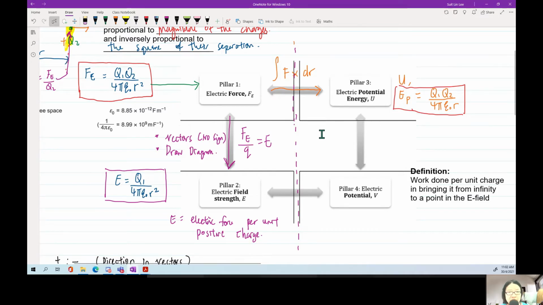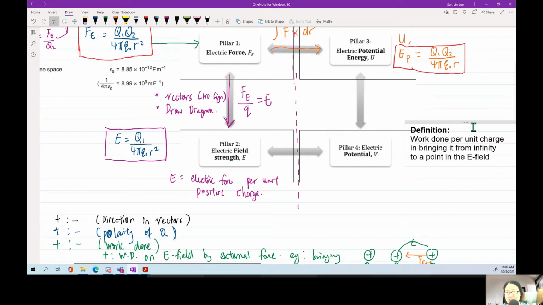For this one, because of how they define it, which is work done per unit charge in bringing it from infinity to a point in the electric field, we can actually have a bit of a shortcut. I don't have time to talk about why and how, but here this is scalar. This is a shortcut to memorize, not used to explain. Explain will look different. So for scalar, we can use the signs, and please use the sign or polarity.